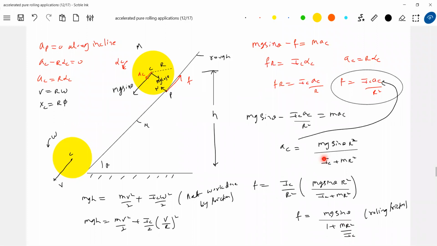Look at the acceleration. For different rigid bodies, what will happen? The acceleration of center will be different. And what will happen to velocity also? Will all the rigid bodies acquire same speed when they reach the bottom of the incline? No. Solve for this, you'll get the expression for V.